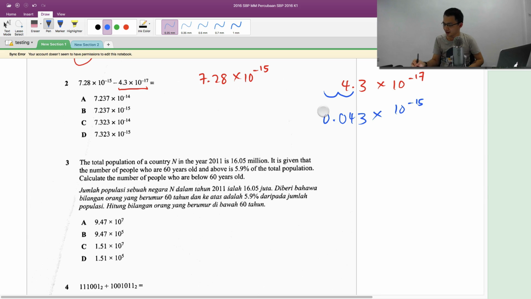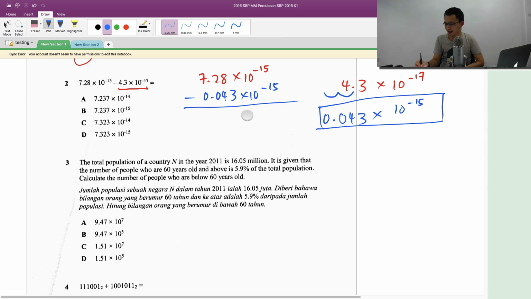0.043. Okay, this is how I change it. If I want to change to 10 to the power of negative 14, I just move 3 places. So this basically becomes 0.043 multiplied by 10 to the power of negative 15. Since it's minus, I will subtract them. The power will remain the same, 10 to the power of negative 15. And then minus, here is 0, so I will borrow. So this one will be 7, this one will be 3, this one will be 2, this one will be 7 point. This is how we do it manually.